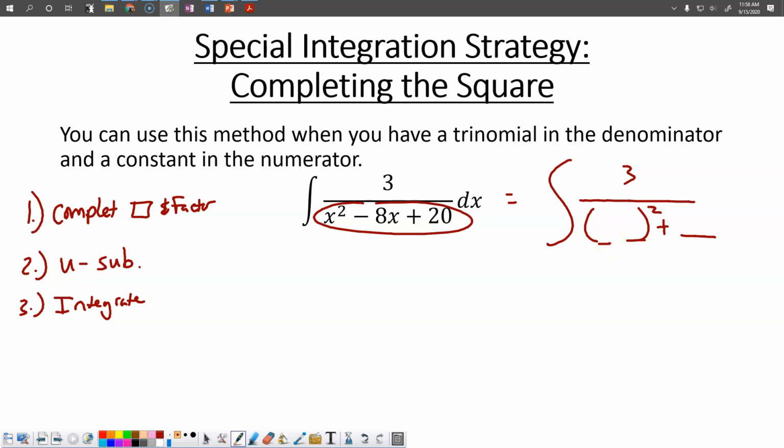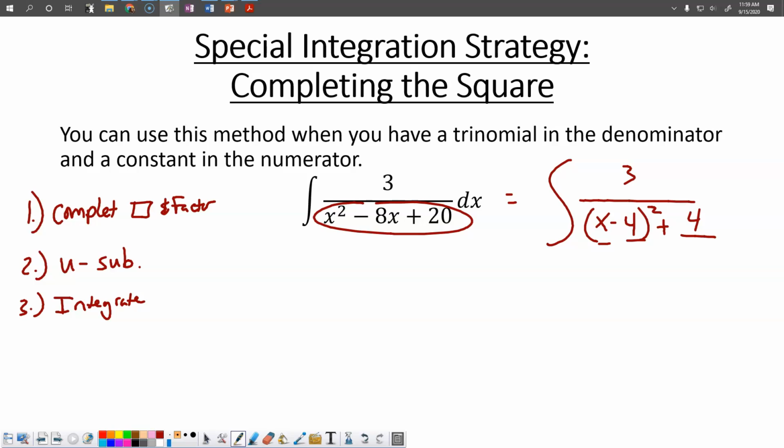All right, so pause the video if you haven't done it yet, because I'm about ready to put the answer up. If you guys completed the square correctly, you should have ended up with x minus 4, and you would also have a 4 out here, because you would have had 20, and then you would have subtracted 16 from it to get 4. So that's the first step.